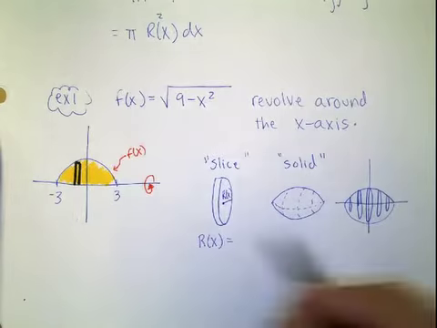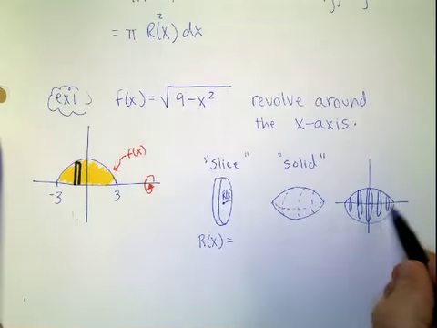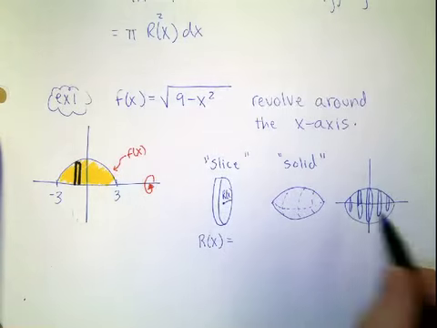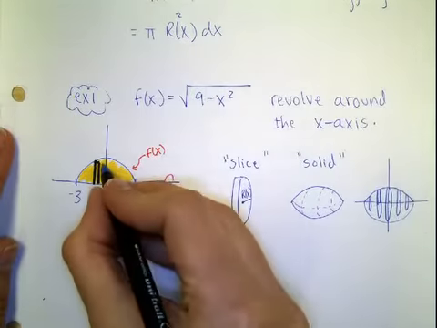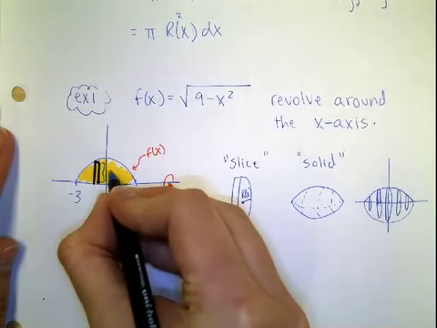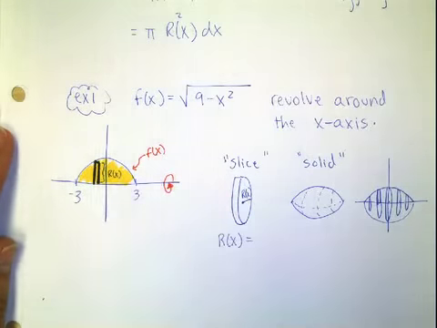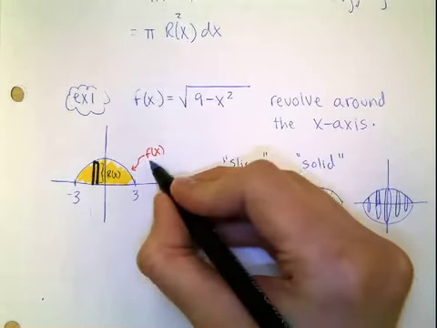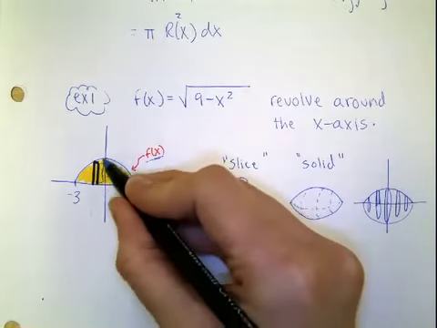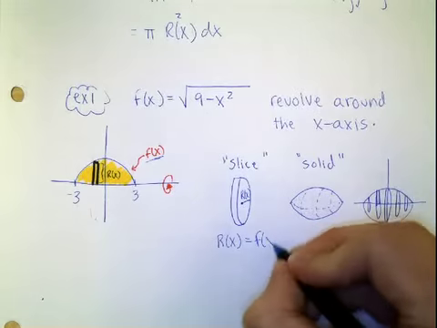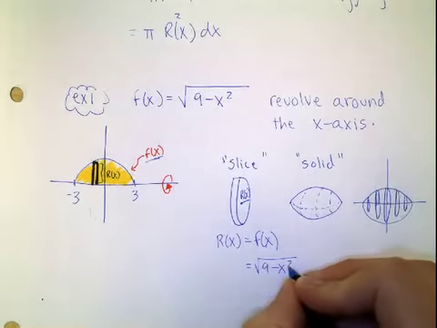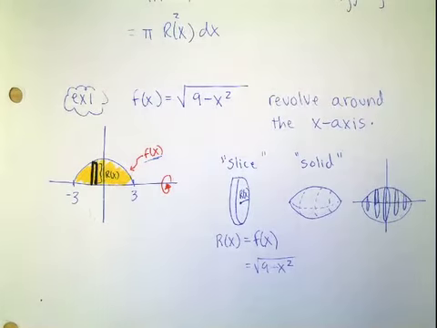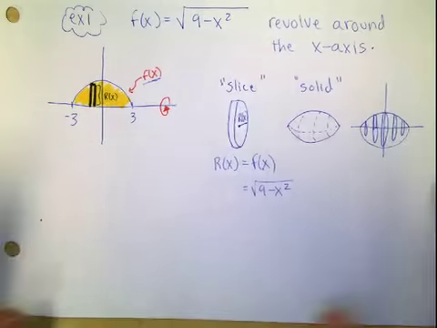We need a formula to represent all these discs that I was drawing, which have different radiuses, different lengths. So we need a formula to represent every single radius for every single disc. And I would say the radius is going to be however tall this rectangle is. R of x is the length of the rectangle, which is determined by the function f of x. However high up f of x goes, that's our radius. So really, our radius equals our function, which is the square root of 9 minus x squared. That's our radius.